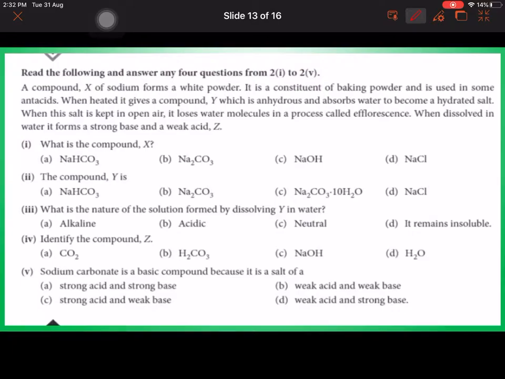Now, what is the compound X? It is sodium hydrogen carbonate. The compound Y is sodium carbonate. What is the nature of the solution formed? It will be alkaline in nature.